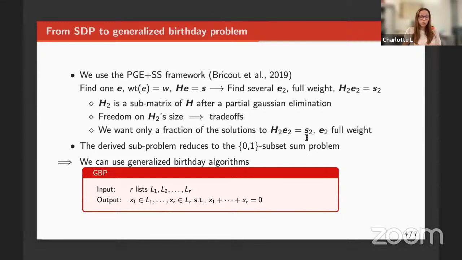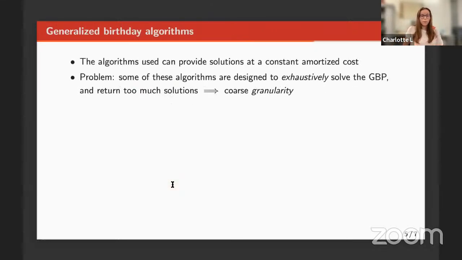Concretely, it means that we can use generalized birthday algorithms solving the following problem, where we have as input our lists, and the aim is to find one element in each list such that the sum gives the null vector. So the generalized birthday algorithms are doing a sort of smart exhaustive search, and one of their attractive features is that they are able to provide solutions at a constant amortized cost. However, some of these algorithms are designed to exhaustively solve the generalized birthday problem, and some of them are going to return many more solutions than the desired amount, and it yields suboptimal instances. In such a case, we say that the algorithm has a coarse granularity.